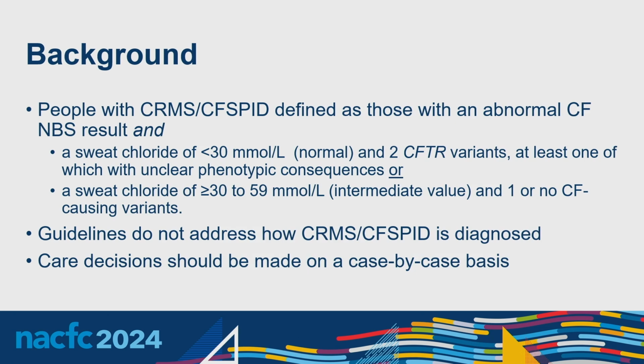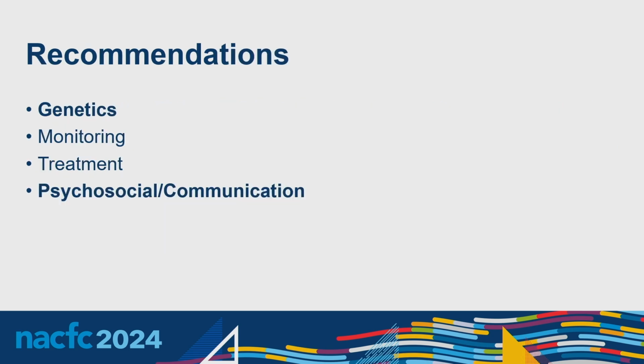As a quick review, CRMS CFSPID is defined as an abnormal CF newborn screen result and either a sweat chloride of less than 30, so in the normal range, with 2 CFTR variants, at least one of which has unclear phenotypic consequences, or a sweat chloride of greater than or equal to 30 to 59, intermediate or borderline, with 1 or no CF-causing variants. This guideline does not address how CRMS or CFSPID is diagnosed because others have already described that, and again emphasizes that care decisions and these recommendations should be made on a case-by-case basis with shared decision-making.